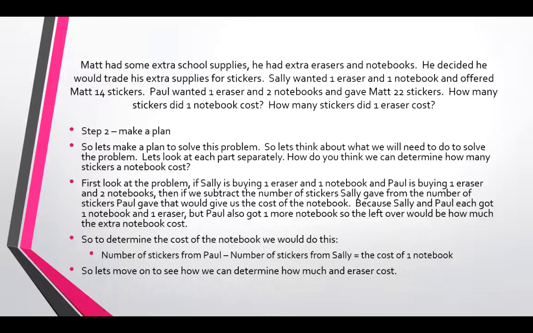Because Sally was buying one eraser and one notebook, and Paul was buying one eraser and 2 notebooks, so they were paying the same amount for every item, but Paul got one notebook more. So if we subtracted how much Sally paid from how much Paul paid, then that would tell us how much one notebook costs. Okay, so let's move on to see how we can determine how much an eraser costs.